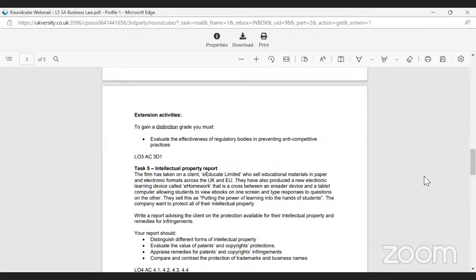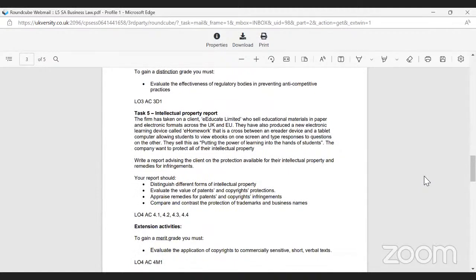The company want to protect all of their intellectual property. Write a report advising the client on the protection available for their intellectual property and remedies for infringements. Your report should distinguish the different forms of intellectual property. So what kind of intellectual property did we look at? Do you remember the different forms? Trademarks, trade secrets, copyright, and patents. So you need to talk about them.